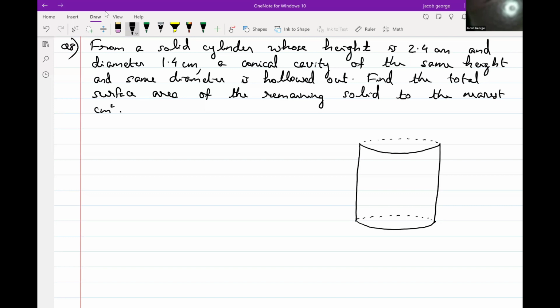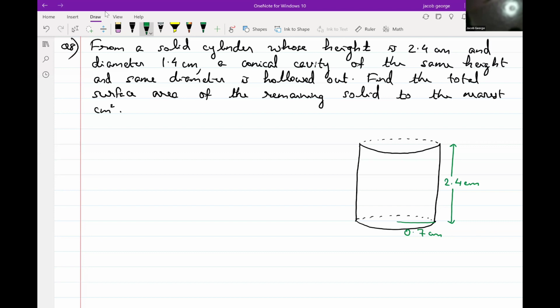From a solid cylinder whose height is 2.4 centimeters. Height is 2.4 centimeters, like this. Diameter 1.4 centimeters. So what will be the radius? Radius is half of 1.4. Half of 1.4 is how much? 0.7 centimeters is the radius.